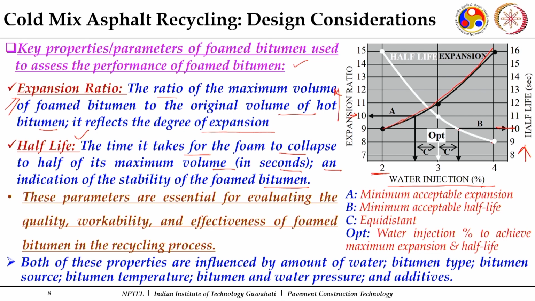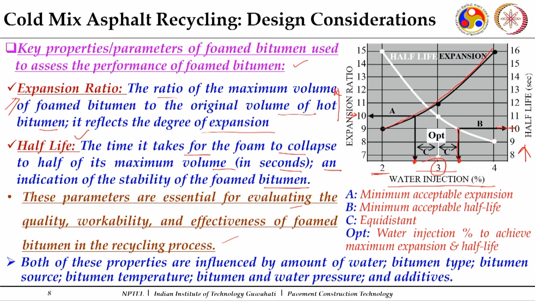If I am keeping my target half life as 10 seconds, I get the 2 water injection percentages, and I can pick a middle one, which I can select. This is the combination at site. I will require around 3% of water injection to get my desired foamed bitumen. So these parameters are essential for evaluating the quality, workability and effectiveness of foamed bitumen in the recycling process.